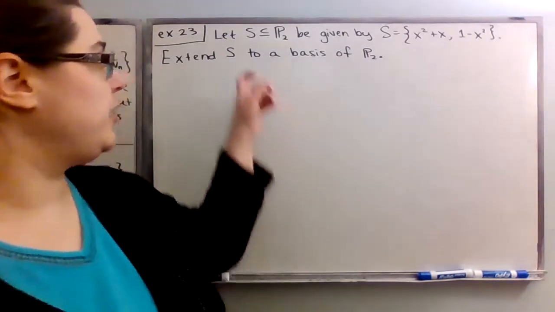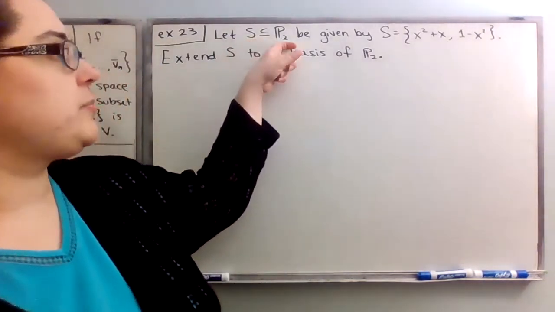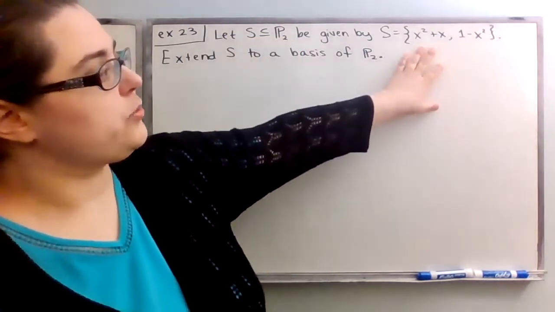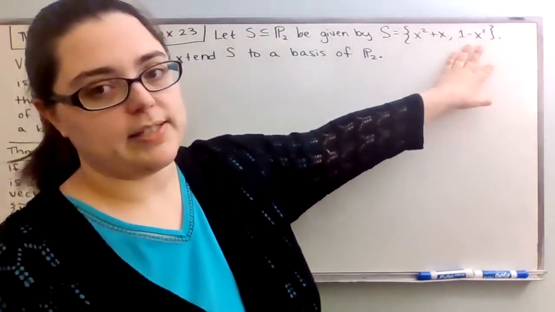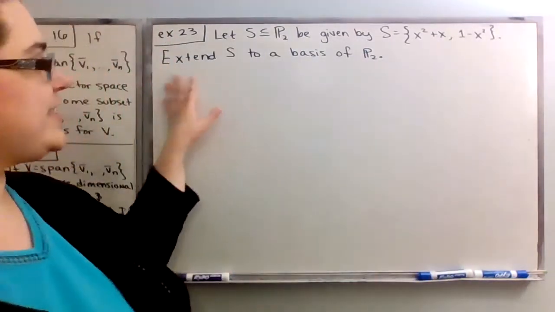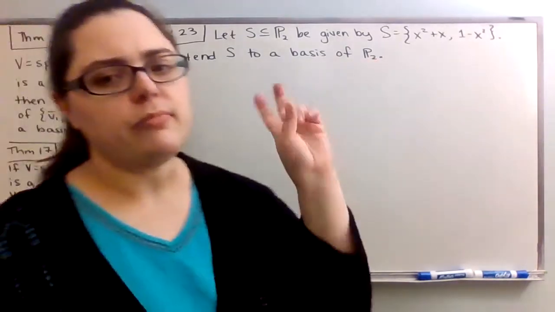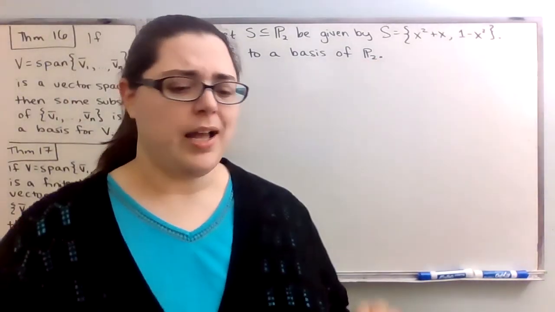We've got a space S, which is a subset of P2, and it's got two vectors in it. It's got x squared plus x and 1 minus x squared. And we want to extend this set to be a basis of P2. So two things going on right now.